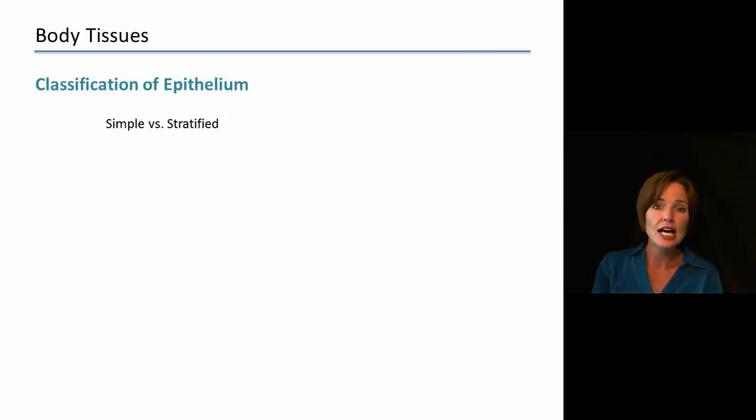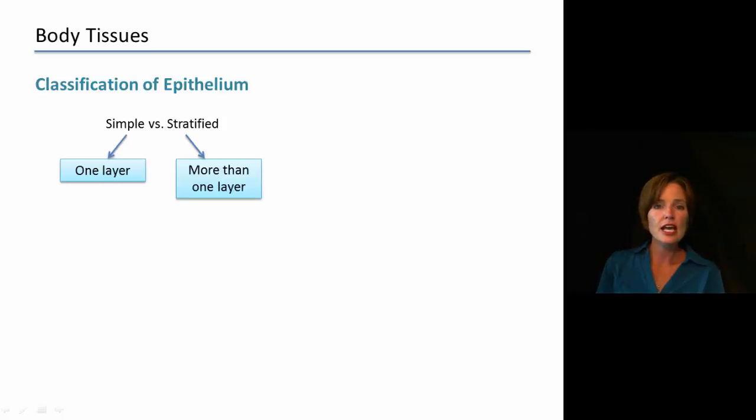Now, if we talk about classes of epithelial tissues or how we actually name them, there's a couple different ways that we do name them. The first part is that we classify them as either being simple or stratified. And this is really how deep it happens to be, because simple epithelium is just going to be one layer of cells. And then when we're talking about stratified, there's more than one layer of cells. Anything over one layer, so 2 or more, would be considered stratified tissue.